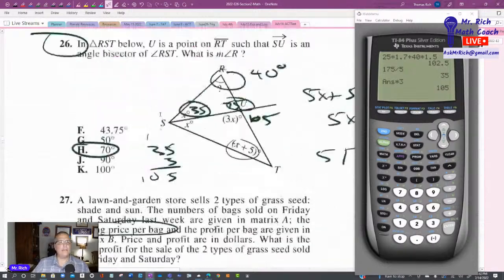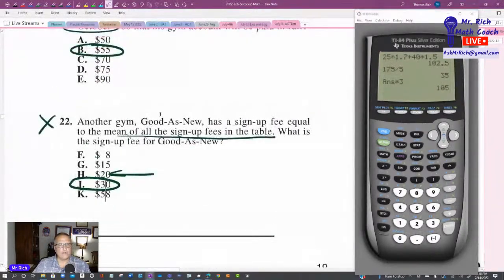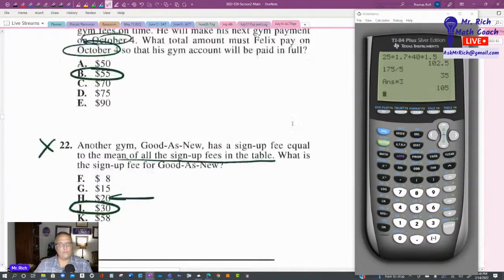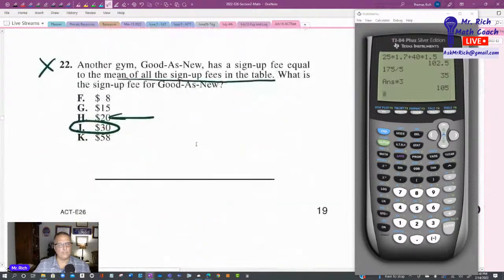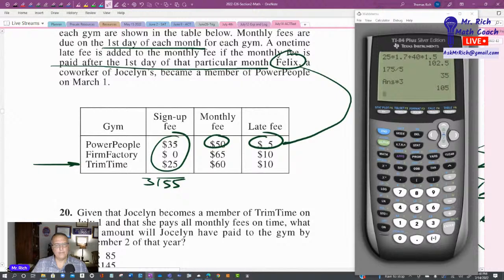Okay, good. All right. I remember as I was working this problem, I just didn't feel good about it. Has a sign-up fee equal to the mean of all the sign-up fees. What did I do wrong? Oh my goodness. It's 60 divided by 3, which would be 20. Yes. I don't know how I missed that. Okay, so lesson learned, right? I did look at adding 35 and 25 and 0 and dividing by 3. See, oh my gosh, I made a math error. I did 35 and 25 and called it 55.